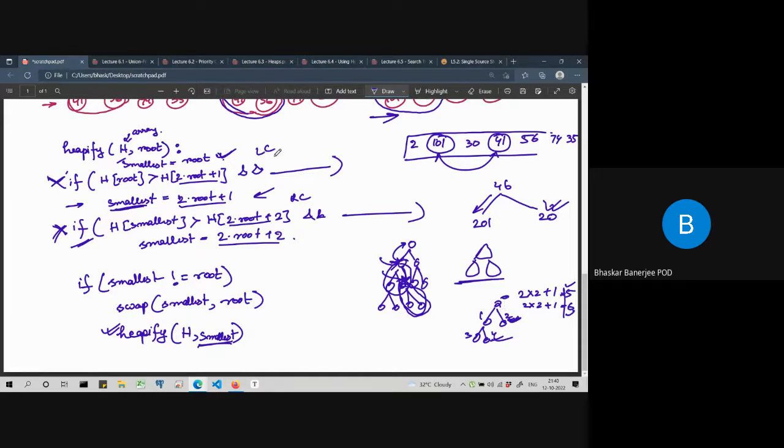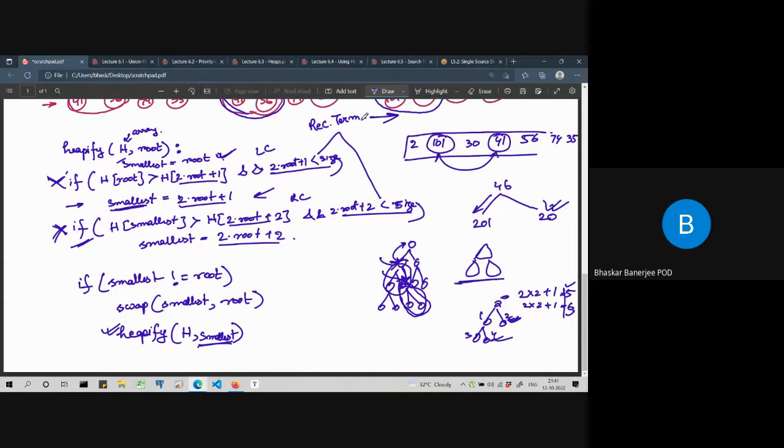So everything that I have to do over here is 2 into root plus 1, if it is lesser than the size. That's it. Accordingly, 2 into root plus 2, as long as it is lesser than the size. So these are your heapify's terminating conditions. These two conditions are basically your recursion termination. Okay. So that is your heapify algorithm.